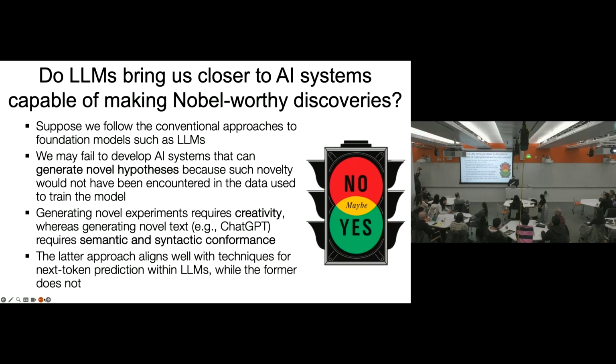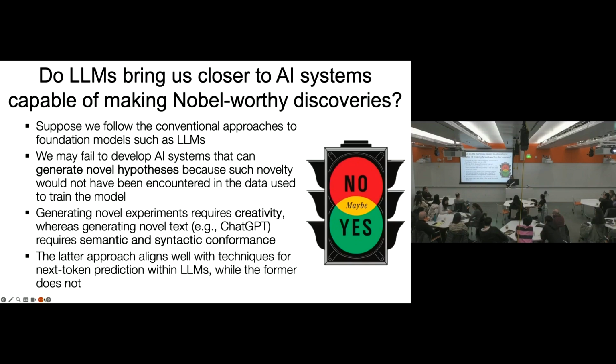And this is because, in many ways, defining what a novel, interesting, valid, exciting hypothesis is something that's not easily encountered or defined in the data sets that these models are trained on. For example, using LLMs as a comparison, generating novel hypotheses requires some notion of creativity. But generating novel text, such as using ChatGPT, requires semantic, syntactic conformance.